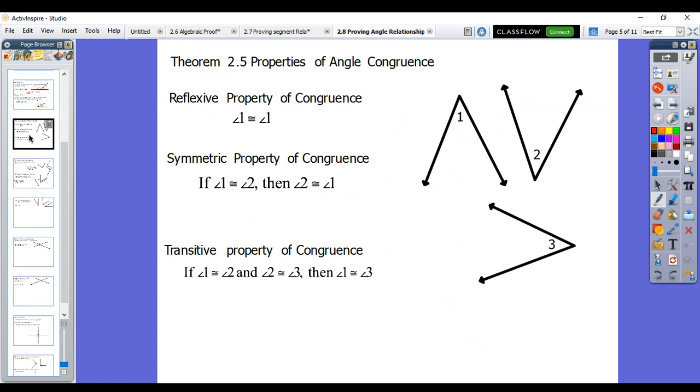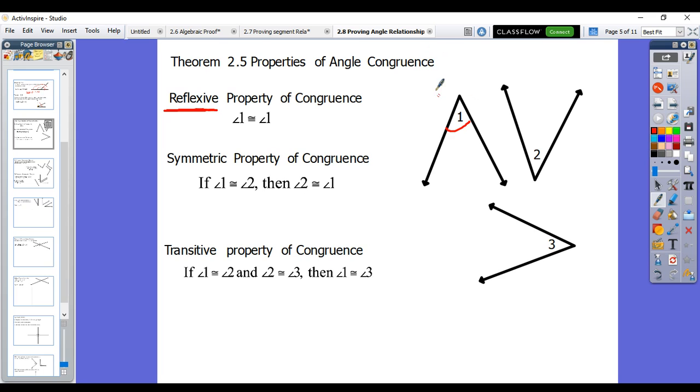Now, just like segments, just like numbers, just like anything, there is the concept of congruency. Congruency means, and there are different properties. The reflexive property, as before, says, hey, the same angle is equal to itself. It's kind of like looking in the mirror. What you see in the mirror is who you are. It's a reflection of yourself. So the same thing equals the same thing.